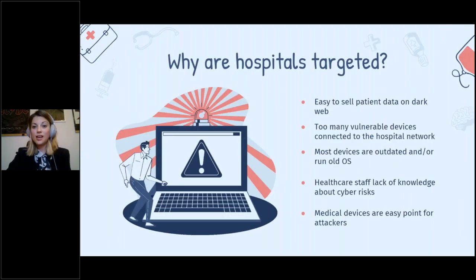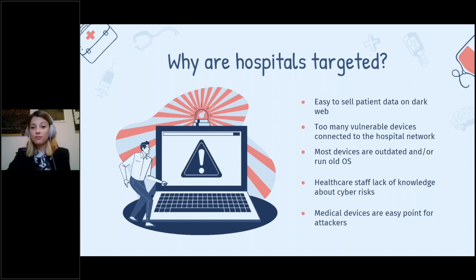Also, all hospitals are easy to attack in general, for the following reasons. There are too many vulnerable devices connected to the hospital network, and if an attack succeeds, almost all devices are affected. Also, most of these devices are outdated and run old operating systems and software, which are, of course, more vulnerable.